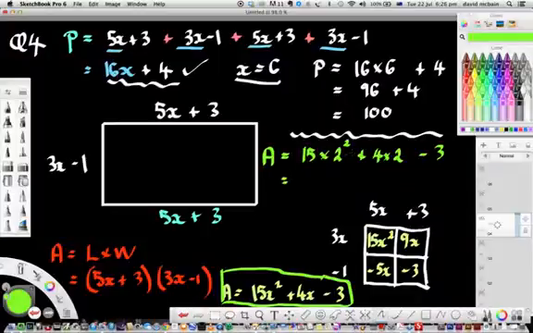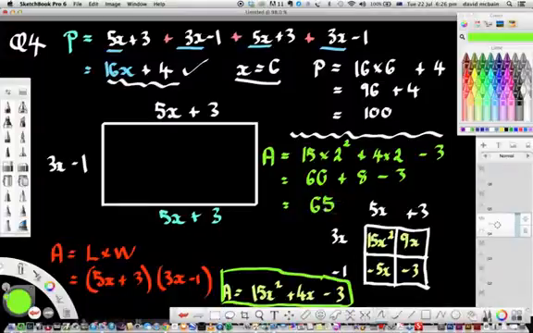And that will equal 15 times 2 squared. Well, 2 squared is 4. 2 squared is 2 multiplied by itself. That's 4 times 15 is 60 plus 8. 4 times 2 is 8 minus 3. So that will equal 68 minus 3, which is 65. And so your answer for part D of question 4 was 65.